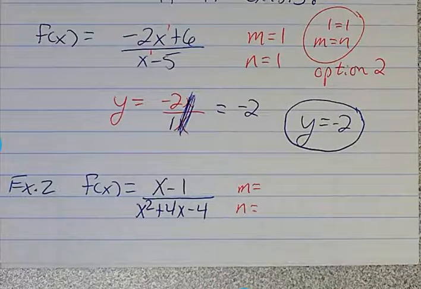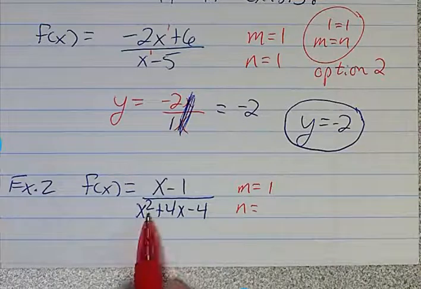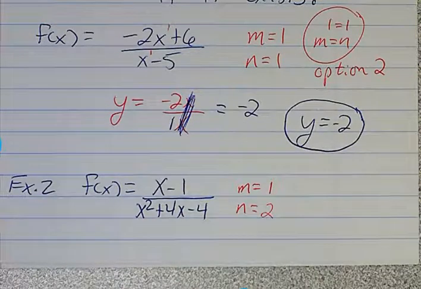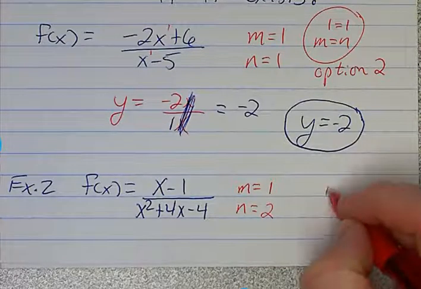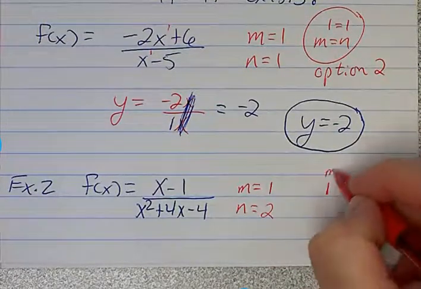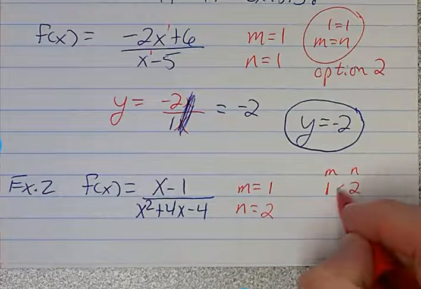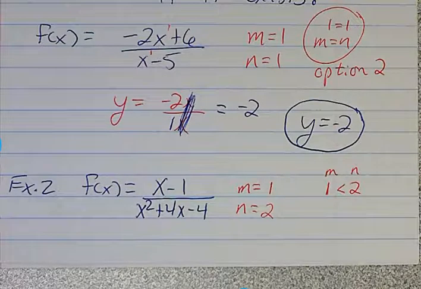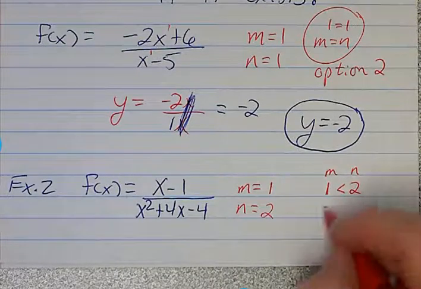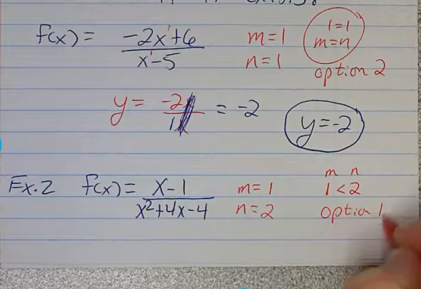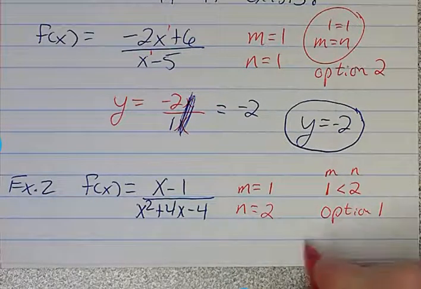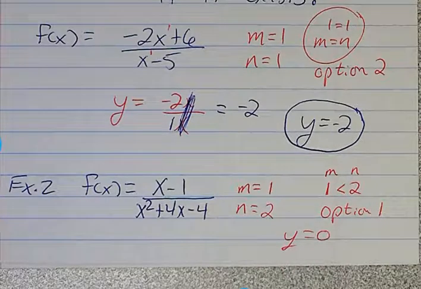And all you're trying to do to figure out what the asymptotes are is look at the powers. Top one, you've got x minus 1, so that's x to the first, so that m value is 1. This one you have x squared, so your n value is 2. So if we compare m and n, m is less than n, right? Because 1's less than 2. That means we're doing option 1. And option 1 said you don't have to do anything at all. You just tell me it's y equals 0.